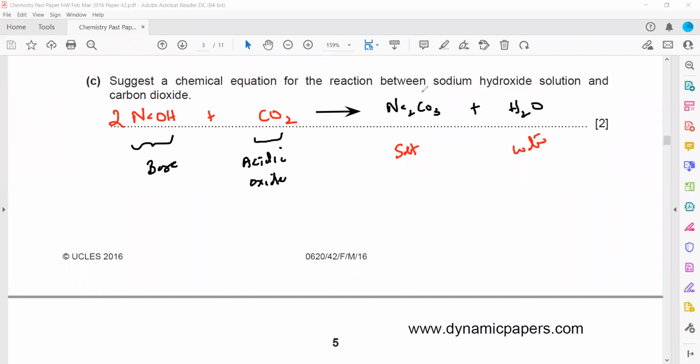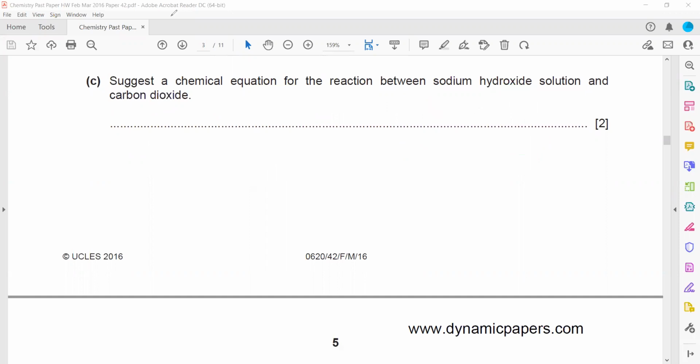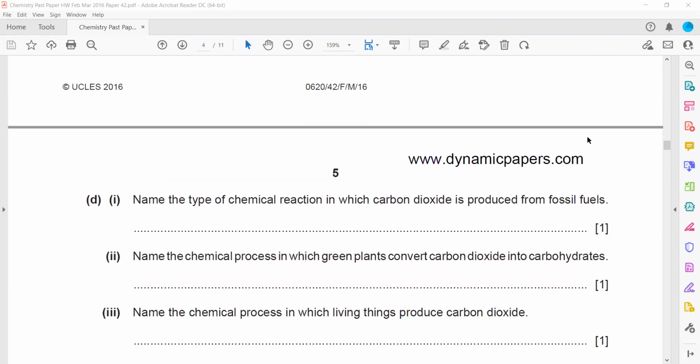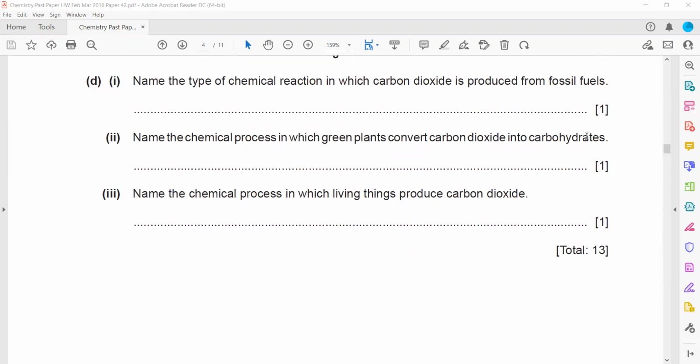Name the type of chemical reaction in which carbon dioxide is produced from fossil fuel. So when we produce carbon dioxide by burning fossil fuel, what do we call it? We call that combustion, or we can also say burning, because we burn coal, we burn hydrocarbons that produce carbon dioxide. Name a chemical process in which green plants convert carbon dioxide into carbohydrate, that is known as photosynthesis. And name a chemical process in which living things produce carbon dioxide, we call that respiration.